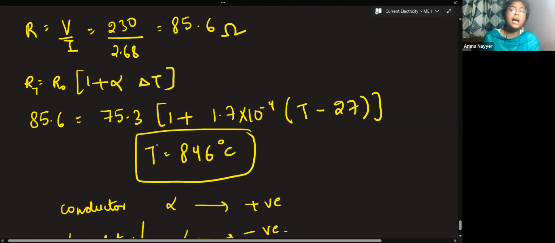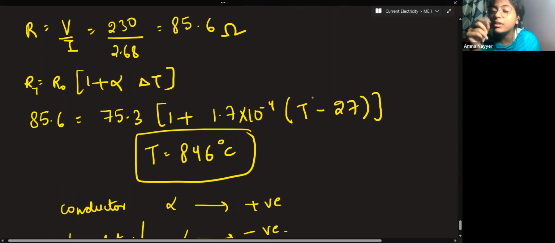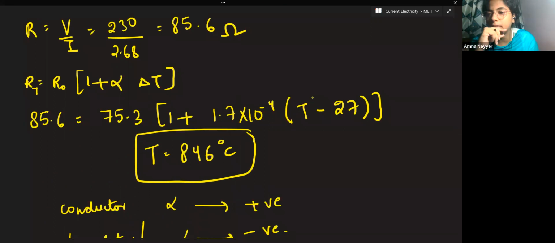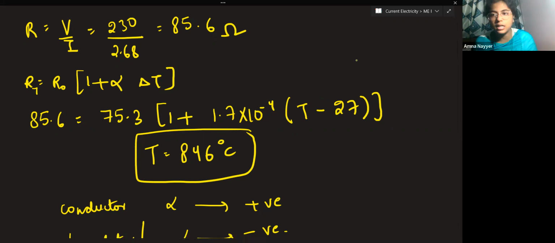Now, one thing: why are we not converting 27 degrees Celsius into Kelvin, when degrees Celsius is not the SI unit? When we write anything in a formula, we write everything in terms of SI units. Why are we not putting degrees Celsius? Any idea, anyone? See, the reason is that I am not calculating just the temperature, I'm calculating the change in temperature.